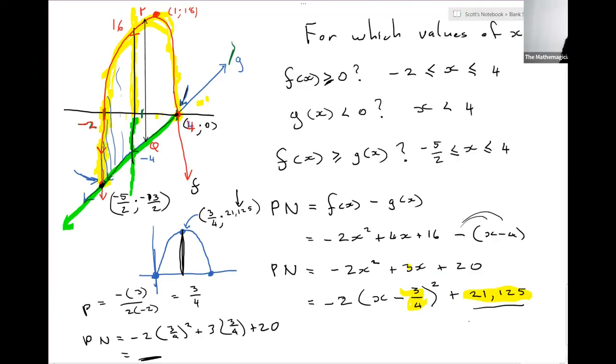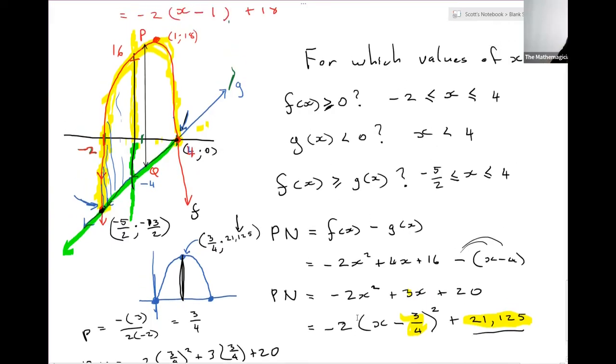If I asked you, where is PQ a maximum? Who can tell me, where is PQ a maximum? Yes, so what's the value? Remember, it's a single answer. If I said where, am I asking for an x value or a y value? If I said where, your answer is going to be positive 3 over 4. If I said, what is that maximum value? It's going to be 21 1/8.